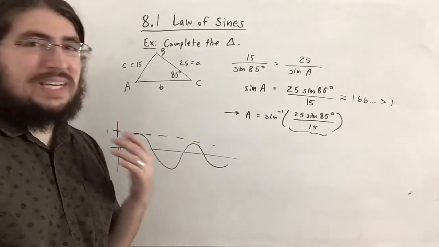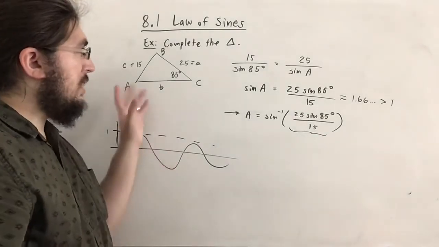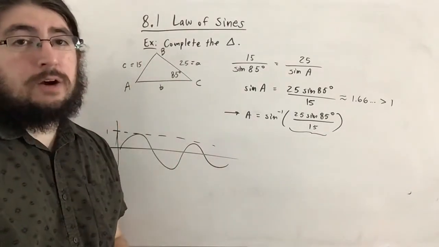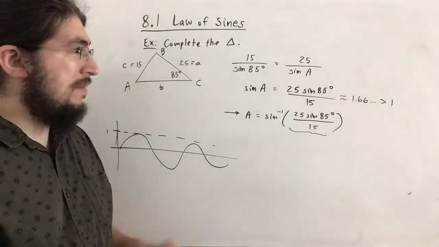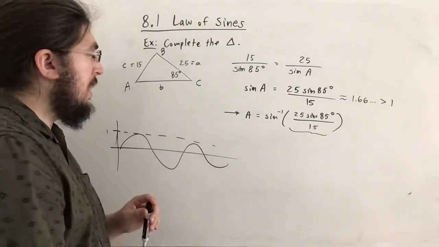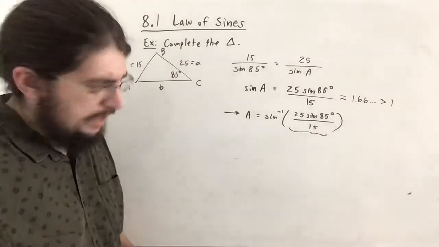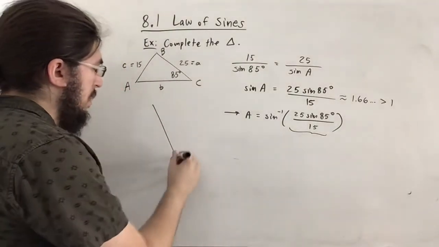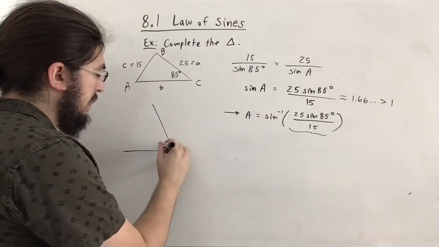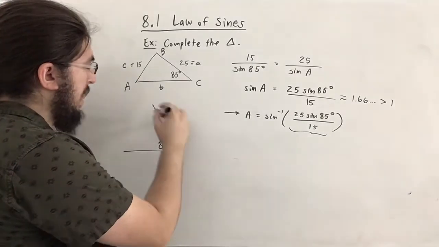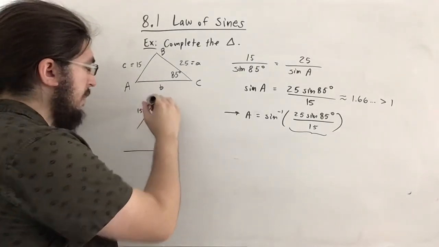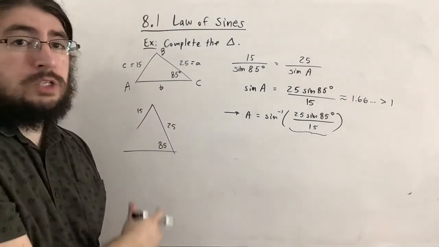Now, what does that actually tell us? Well, it tells us that this is not actually a correct setup. In fact, I've misled you quite a bit. The actual drawing would look more along the lines of something like this, where we have 85 degrees, this is 25, and 15 is something like over here. So it actually doesn't even complete a triangle.